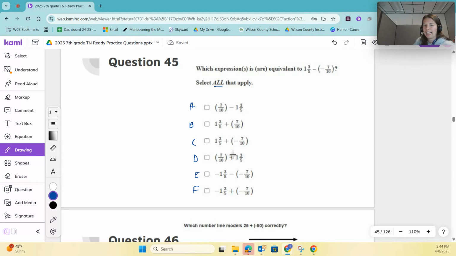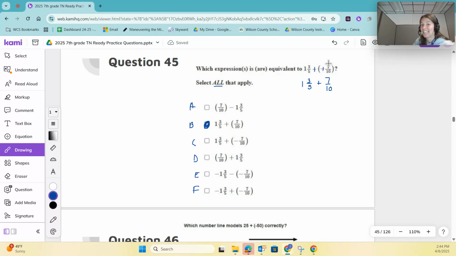Okay, so they're not asking us to calculate this, they're asking us about the signs. And we can see here that 1 and 3/5 minus a negative is add the opposite. So this is the same as 1 and 3/5 plus 7/10. Okay, so we see 1 and 3/5 plus 7/10. That's exactly it. Okay, and then 1 and 3/5 plus negative 7/10? No, because that would mean we added the same thing. That's a totally different problem.